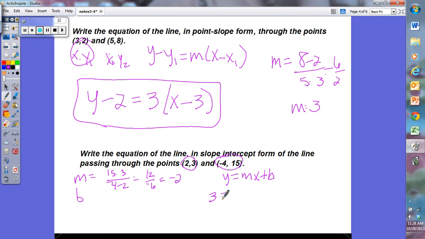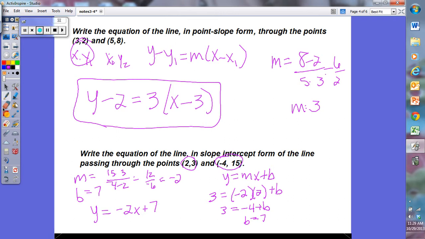So I put in 3 for y, m is negative 2, x is positive 2, plus b. What is b? Well, 3 equals negative 4 plus b, so b equals 7. That's not the equation of the line, that's just b. So this is a lot of work. So the equation of the line is y equals negative 2x plus 7.